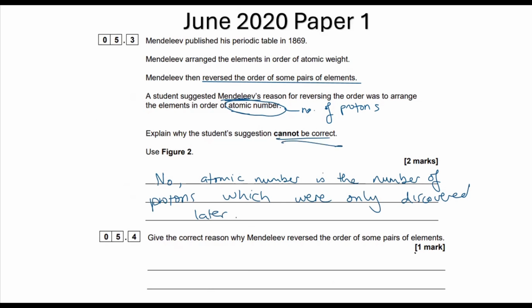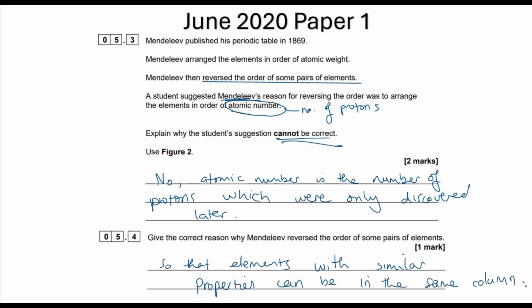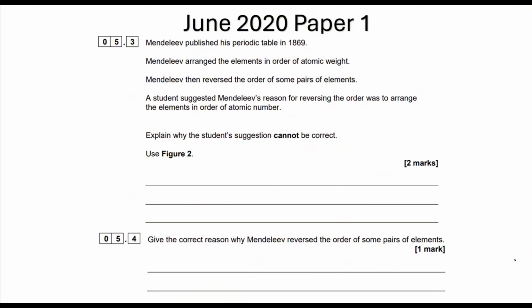Give the correct reason. It's the same sentence, guys. So that, you should know this by now, elements with similar properties can be in the same column. Look how repetitive this question is. Mendeleev published his periodic table 1869. Oh, we just did this.